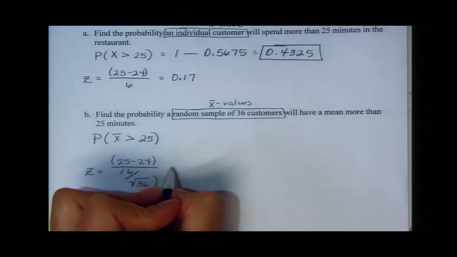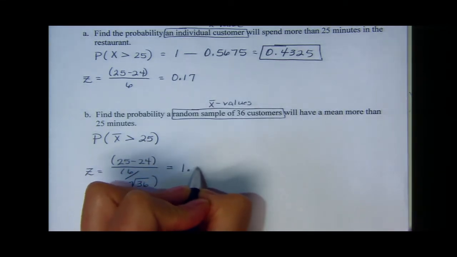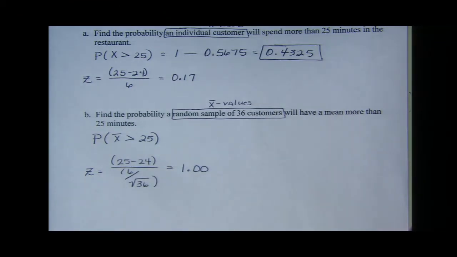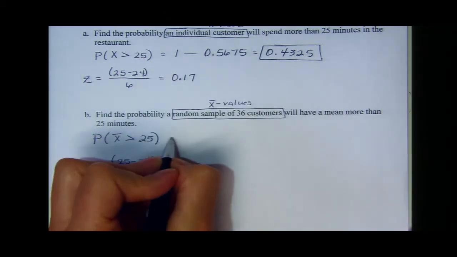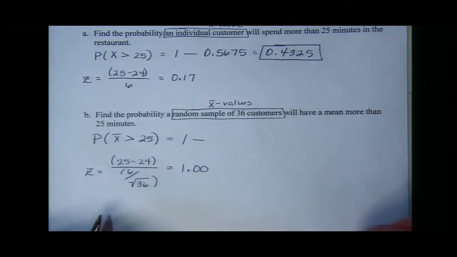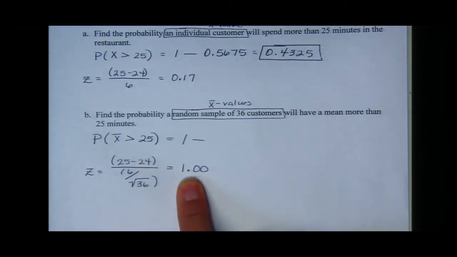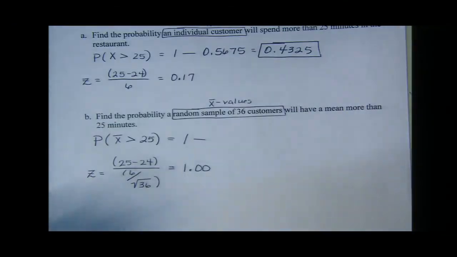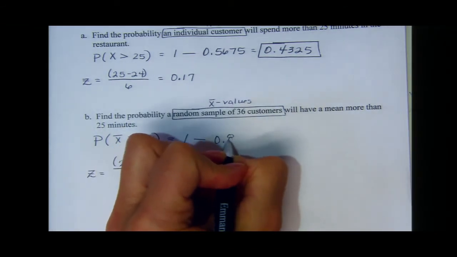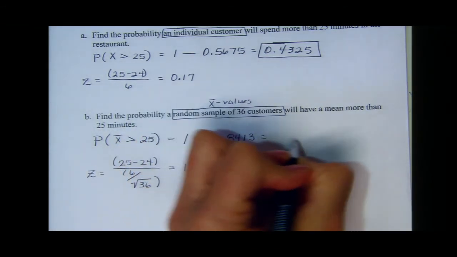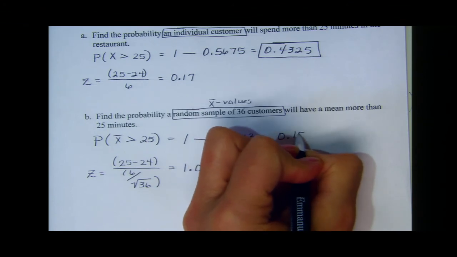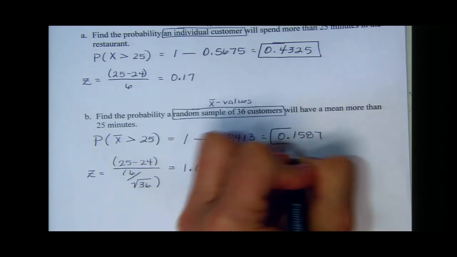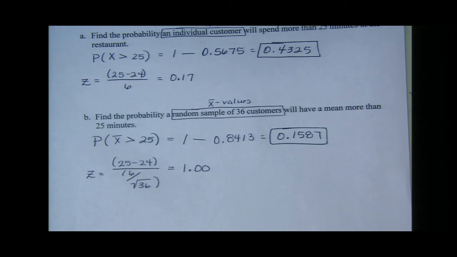And when you calculate that, it is 1. Now again, this is a greater than, so we'll do 1 minus the number from the table, and the number from the table, we're going to look for 1.00. So 1.00 is 0.8413. And we get 0.1587. And that completes chapter 6.